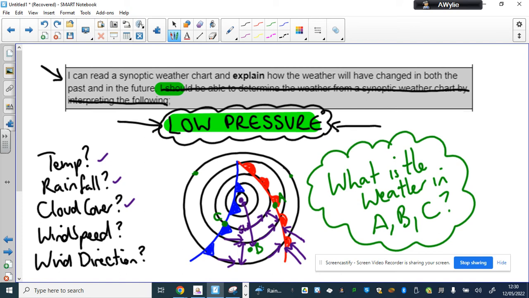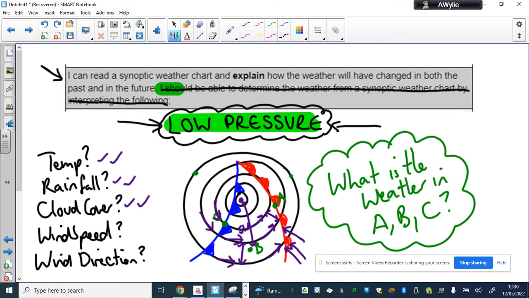So what about C? Well, the temperature is going to be cooling down. The rainfall is going to be heavy. The cloud cover is going to be heavy. The wind speed is going to be strong, and the wind direction is going to be from the northwest. Your explanations: cooling down because it's the cold front arriving, which means the cold air is arriving. Rainfall is heavy because of the cold front. Cloud cover is heavy because of the cold front. So that's these first three dealt with.